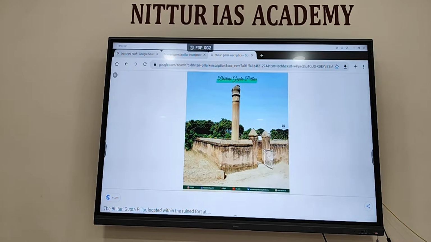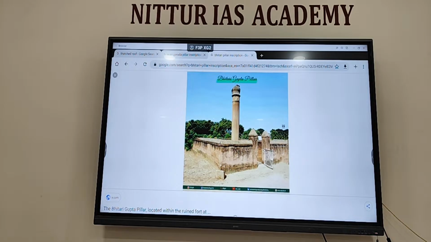Gazipur district, spelled G-H-A-Z-I-P-U-R, is very close to Varanasi, adjacent to it, near the Ganga border, and close to the very famous Markandeya temple. So Bhitari is in Gazipur district of UP.